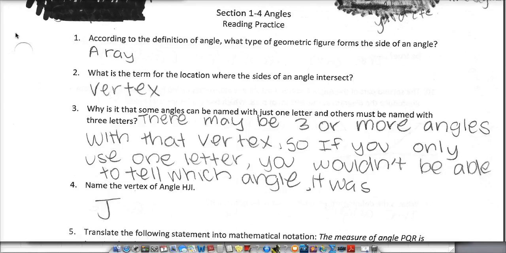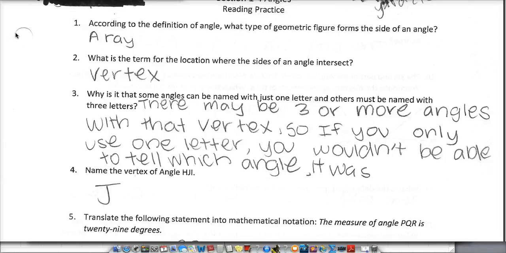There are a few things that I actually paid more attention to, like for example, number 3, why is it that some angles can be named with 1 letter as opposed to other angles having to be named with 3 letters? So the book provided some good examples of this, but students still had to do some synthesizing to actually explain why this is the case. So this student did a fairly good job saying there may be 3 or more angles with that vertex. So if you only use 1 letter, you wouldn't be able to tell which angle it was. So she pretty much captures the essence of it there.